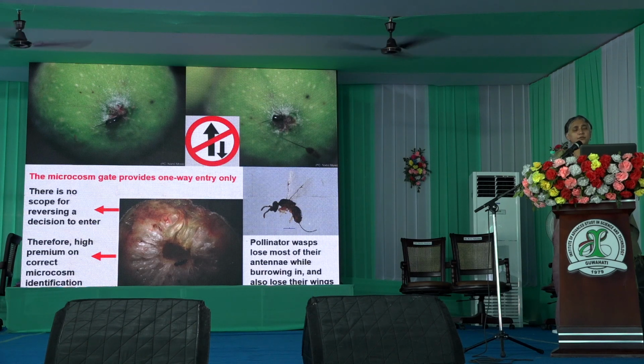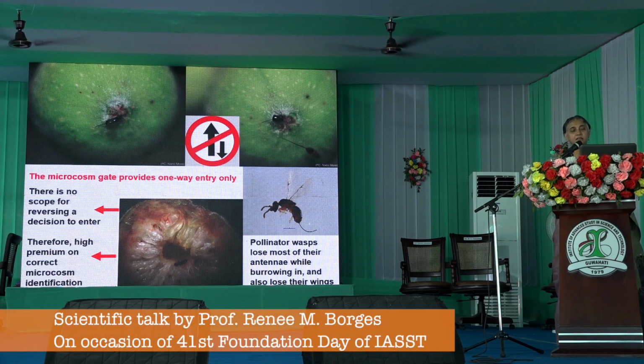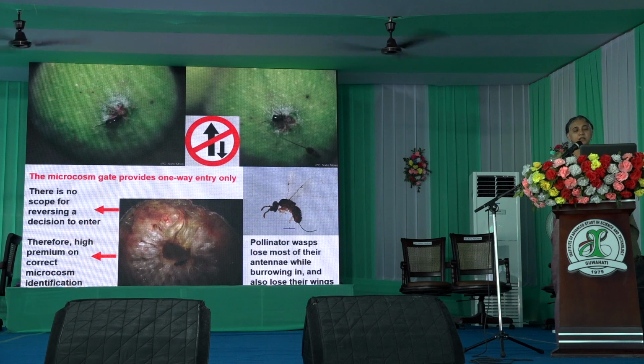This microcosm gate, the gate that you see in the center, allows the pollinating fig wasp to enter. This is one-way entry only. So you have to follow the rules, because once you get in, you can't come back. And the reason you can't come back for these wasps is that there are particular botanical floral structures which will prevent the return of the wasp.